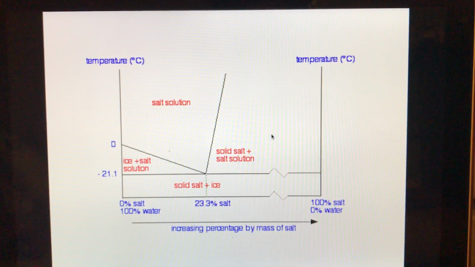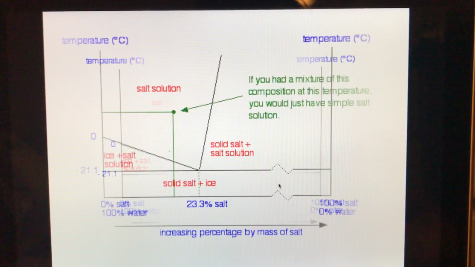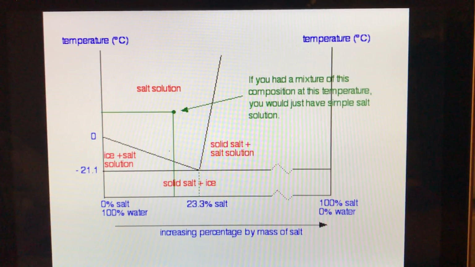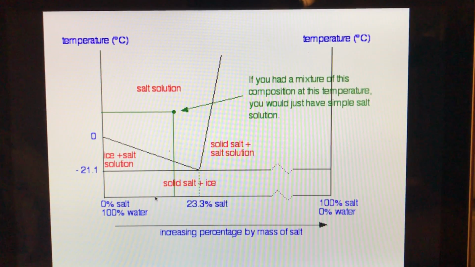So basically all the action that's going to take place is on the left-hand side of the diagram, and that's why a lot of the horizontal scale is missing, represented by the broken zigzag here in the scale. These areas actually show what you would see if you had a particular mixture of salt and water at a given temperature. For example, if the temperature was below negative 21.1 degrees Celsius, you would always see a mixture of solid salt and ice as seen here.